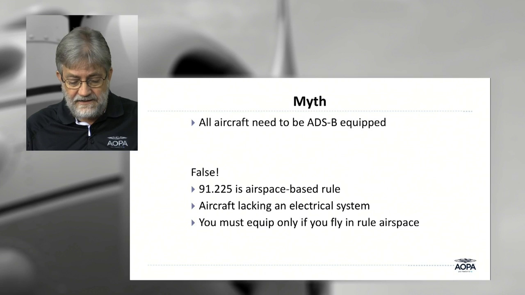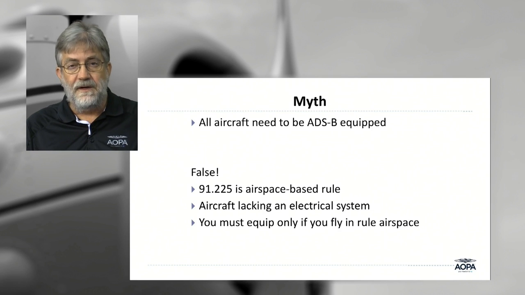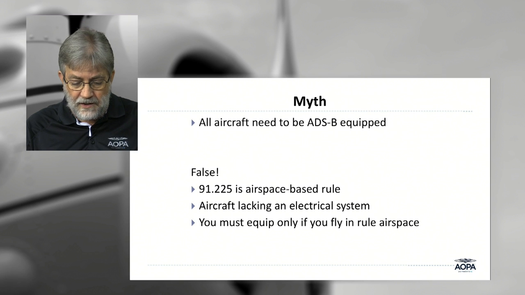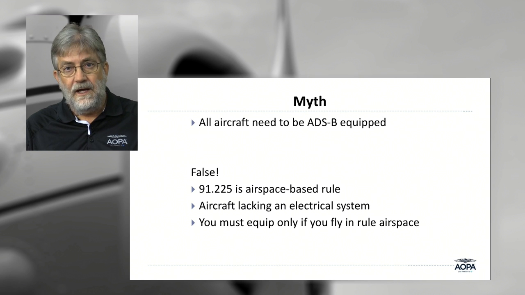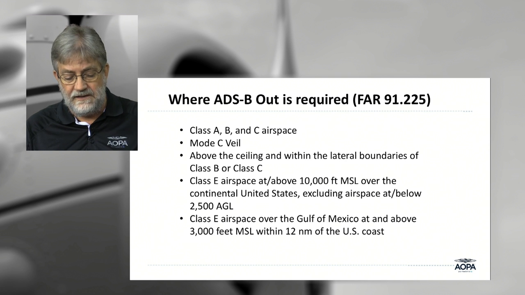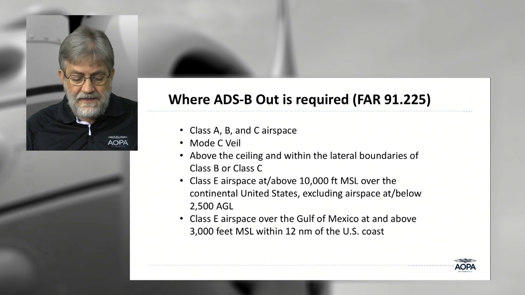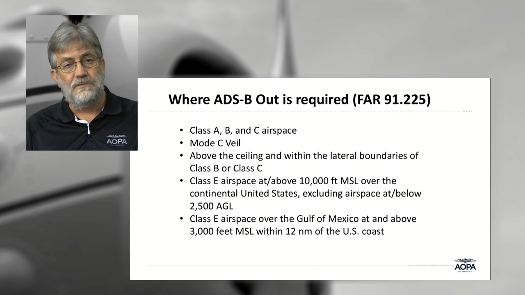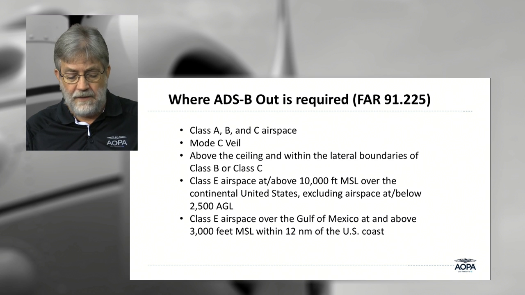FAR 91.225 is an airspace-based rule, so you only have to equip if you fly in the designated airspace. So that airspace is Class A, B, and C airspace. Within or above the Mode C veil around a Class B primary airport, above the ceiling and within the lateral boundaries of Class C airspace, Class E airspace at and above 10,000 feet MSL over the continental United States, excluding airspace at or below 2,500 feet AGL. And that's the airspace where you need to have a transponder today. So that's all the same.